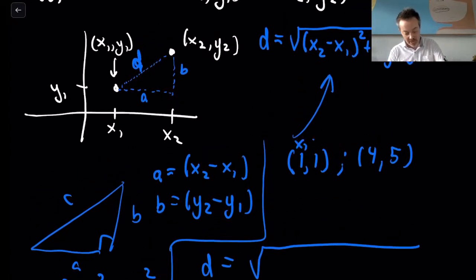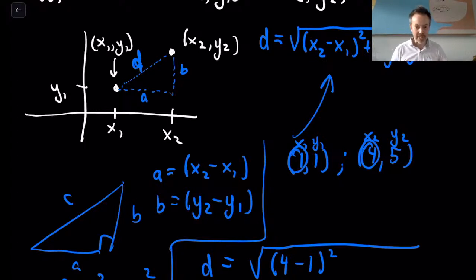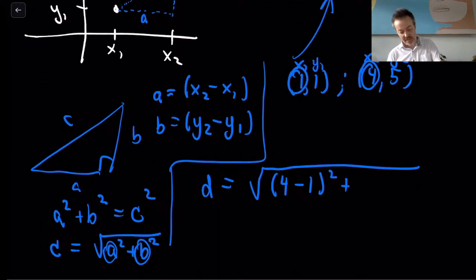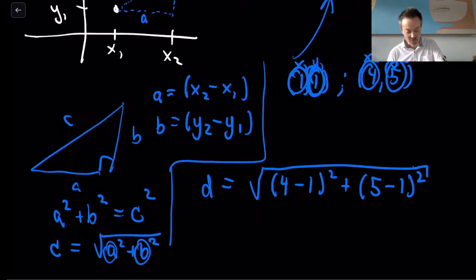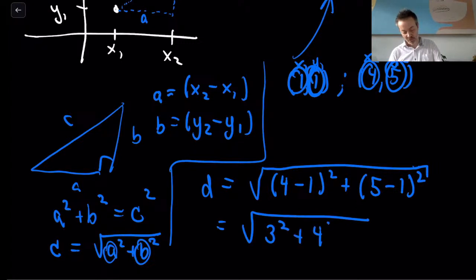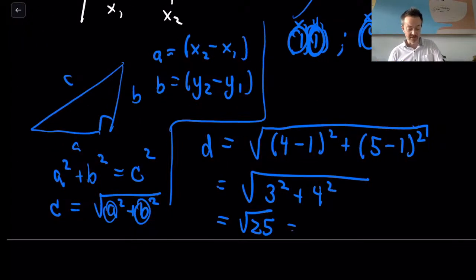Okay, so let me try to get my formula in there. So again, x1, y1, x2, y2. It says take the difference. So 4 minus 1, squared. And then I do the same thing with the y coordinates. I guess I shouldn't have used 1, 1. Maybe I should have used something different. 5 minus 1, squared. Well, that's going to be 3 squared plus 4 squared. That's going to be 25. Excuse me, the square root of 25, which is just going to be equal to 5.